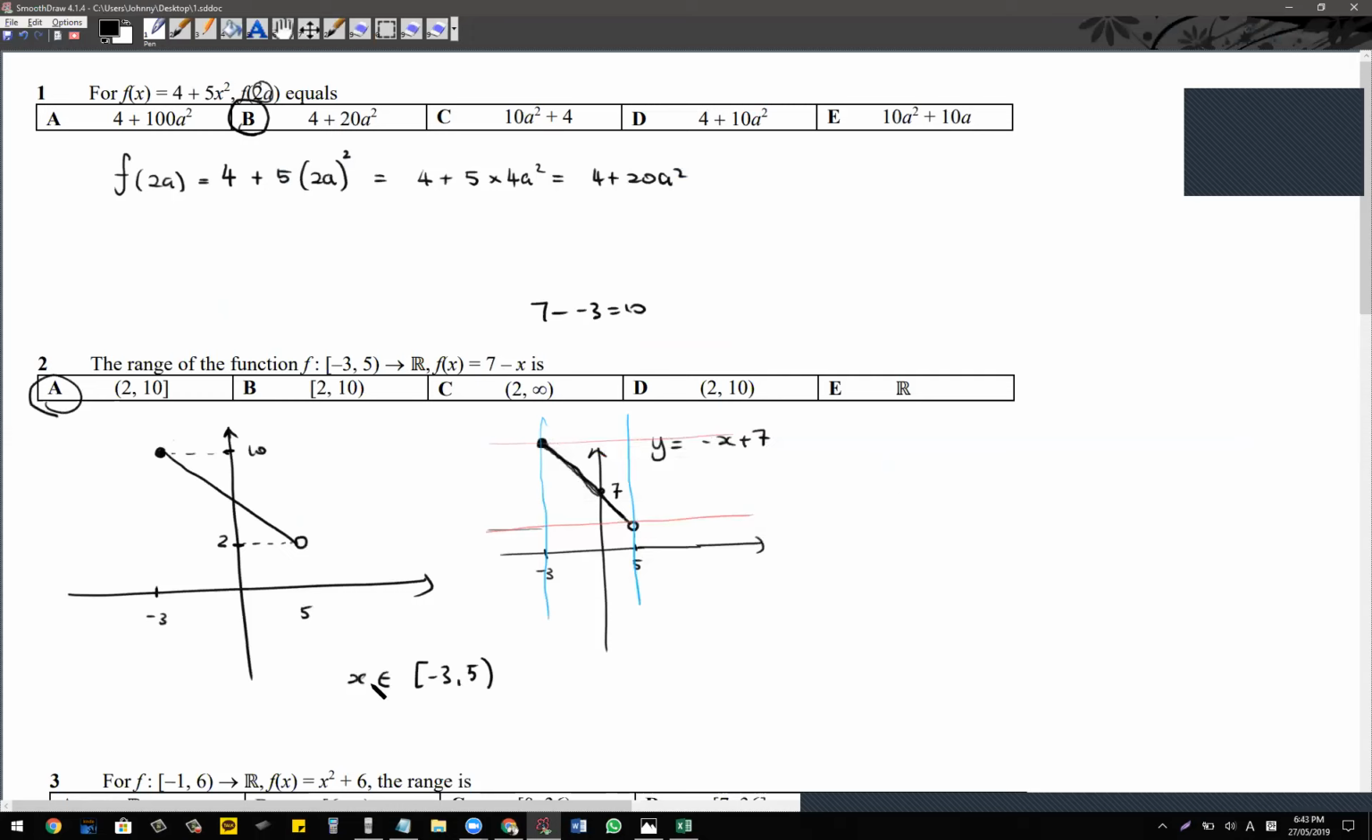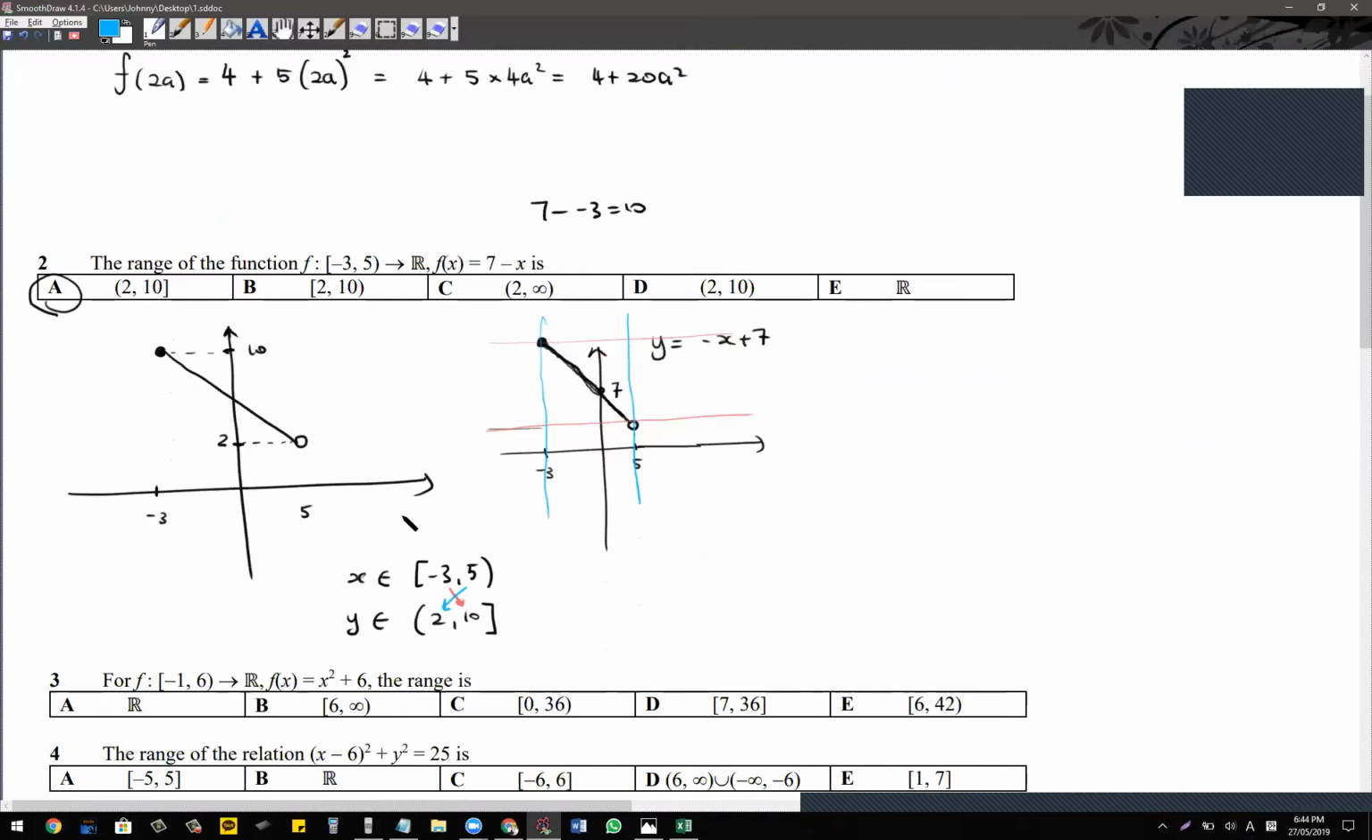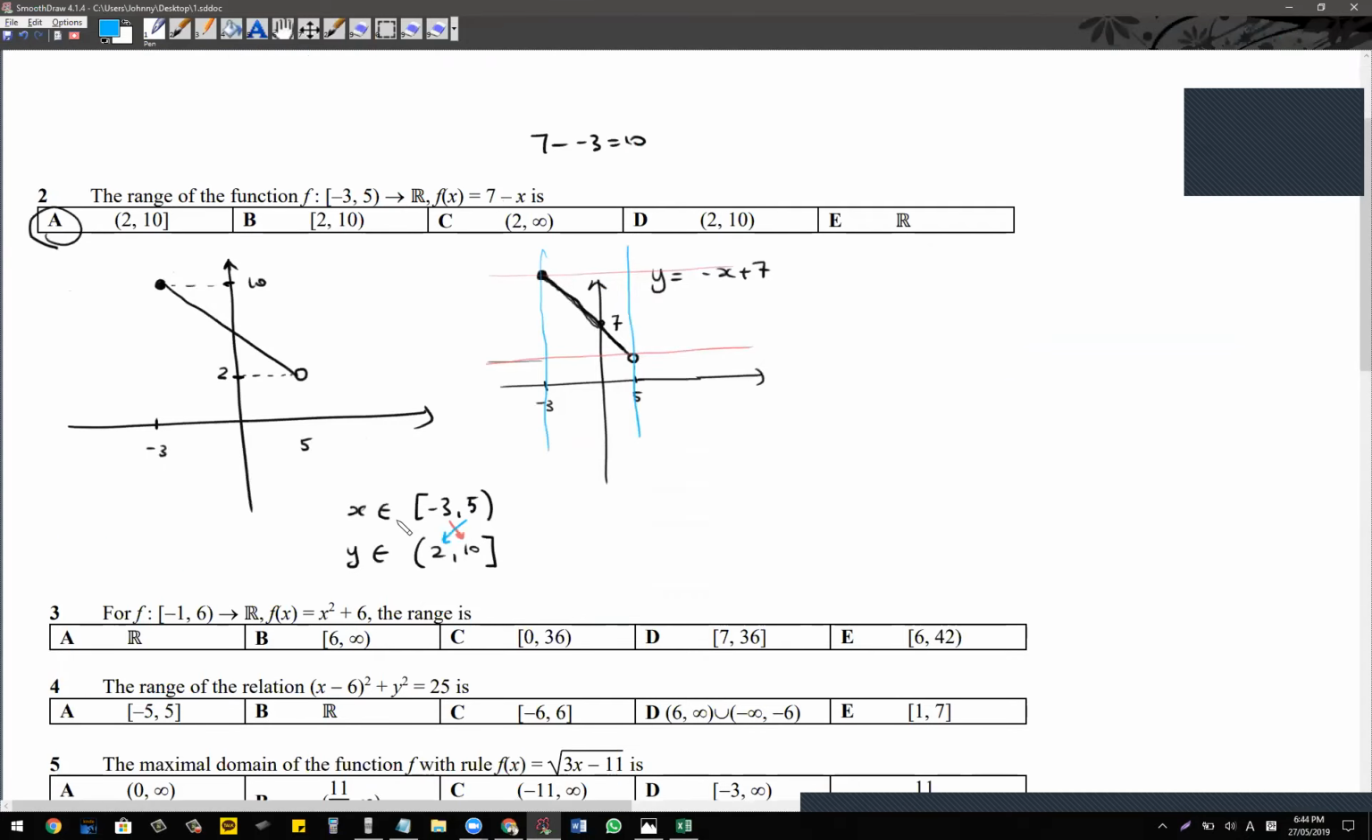So even though our domain is -3 to 5, inclusive, exclusive, we get this, 2, 10. So that gives you that, and that gives you that. Can you see that? Yeah. So I think the answer is A. So well done to this person here who answered A. That's very good. I hope everything makes sense there.